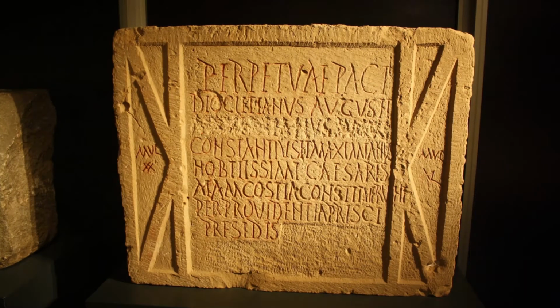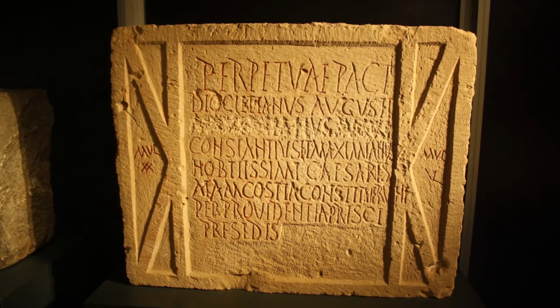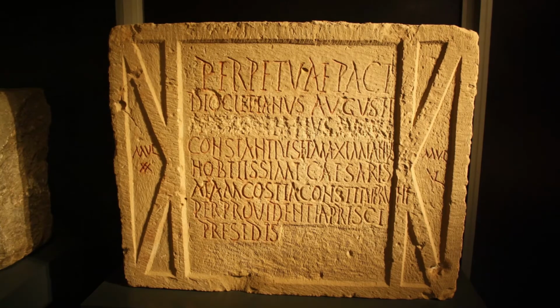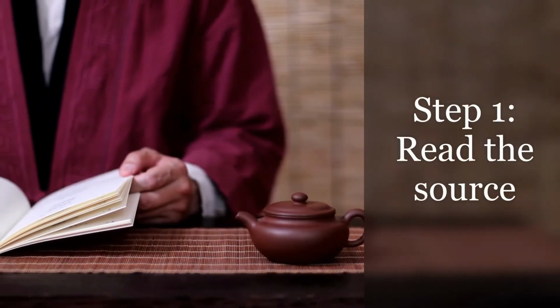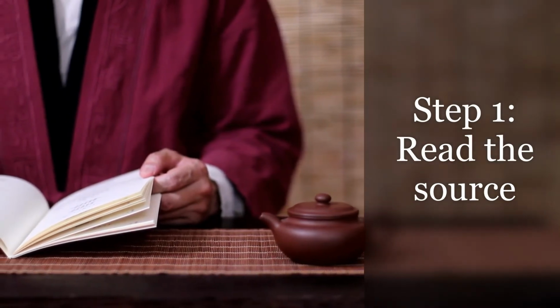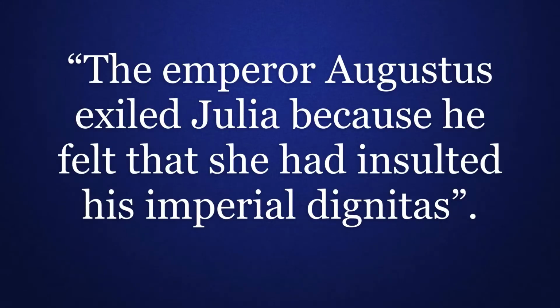Here are some clear and practical steps to follow in order to successfully comprehend the explicit meaning of a source. These steps are sometimes called annotating a source. Firstly, read the entire source through once, highlighting words that you are not familiar with as you do. For example, in the following quote, you might highlight the words Augustus, Julia, exiled, and dignitas as words with which you are unfamiliar.